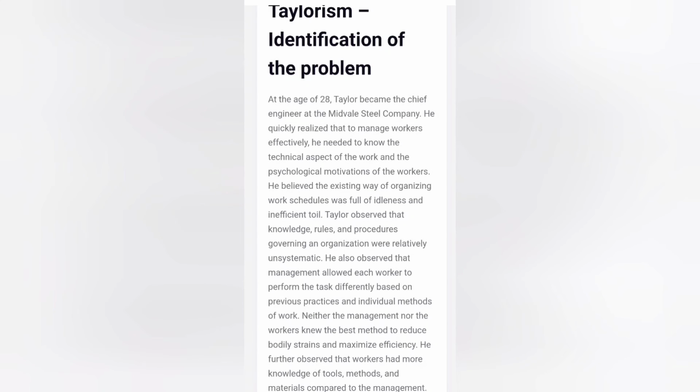After that, identification of the problem. So in Taylorism, first of all, he identified the problem. At the age of 28, he was the chief engineer at Midvale. He believed that everything was unsystematic and that workers had more knowledge of tools, methods and materials than the management, so he wanted to use it as a key to control the work. After that, we need to understand Taylor's assumptions.